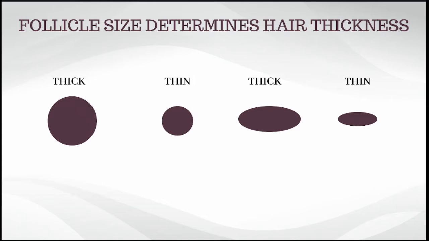Now here I have a diagram of a follicle size, your regular follicle size. And I want you to know that the size of the follicles determines whether the individual strands are thick or thin. And I think I said the size of it, but I mean the shape. This is just a diagram here. But I want you to know that large follicles produce thick hairs, and the small follicles produce thin hairs. And it's really just that simple.